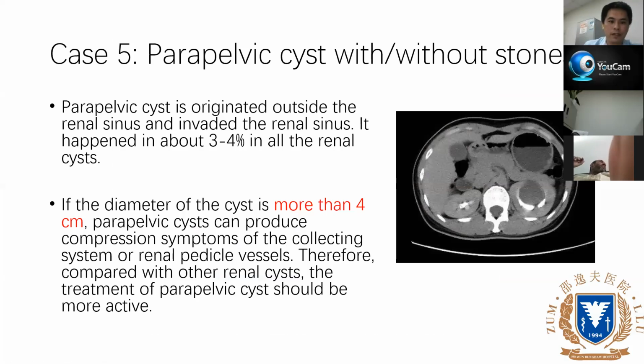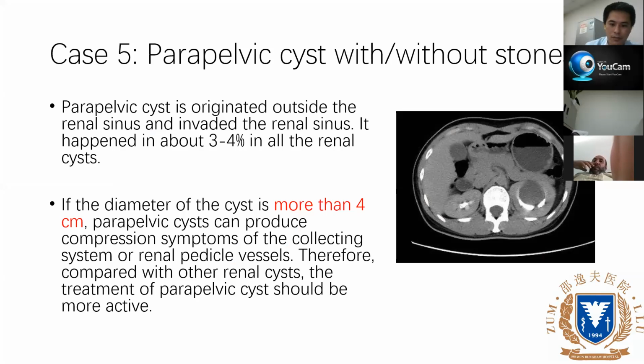Okay, let's go to case 5, the peripelvic cyst with or without stones. The peripelvic cyst originates outside the renal sinus and invades the renal sinus. It happens in about 3 to 4% of all renal cysts.